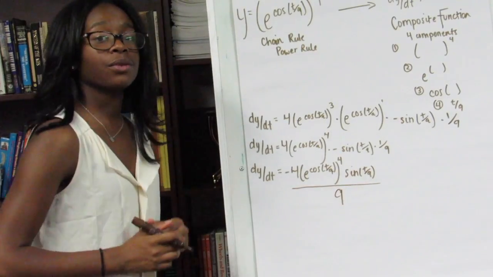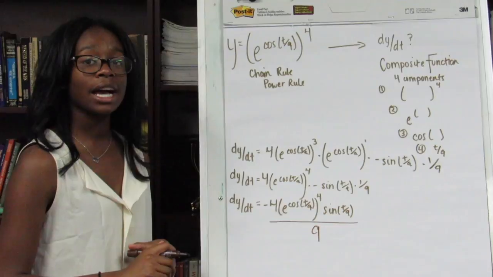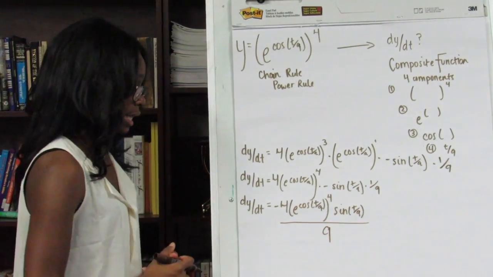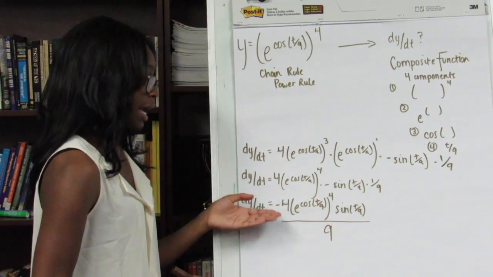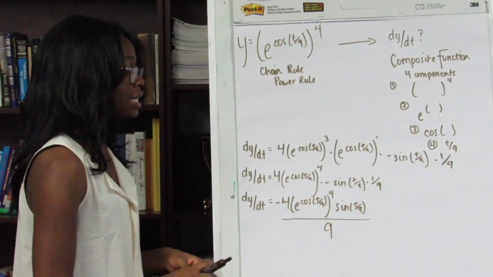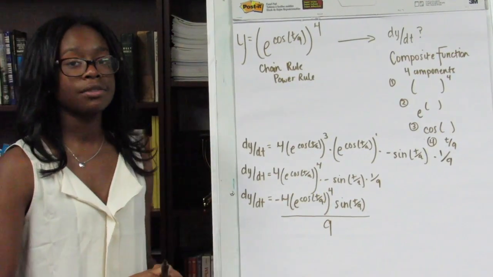And thus, the derivative of y equals e to the cosine of t over 9 raised to the 4th is equal to dy over dt is equal to negative 4 times e to the cosine of t over 9 raised to the 4th times sine of t over 9, all divided by 9.